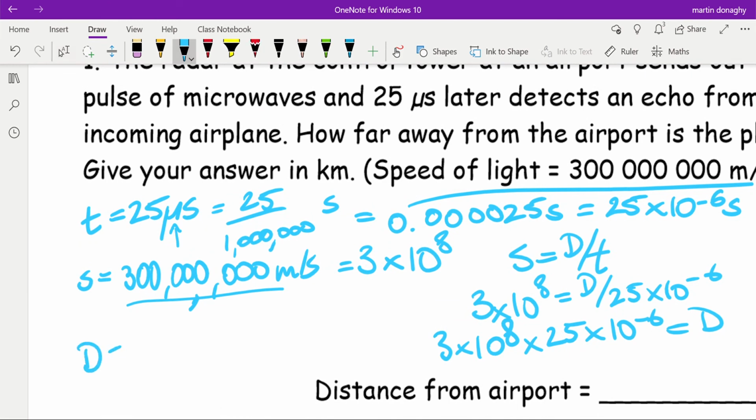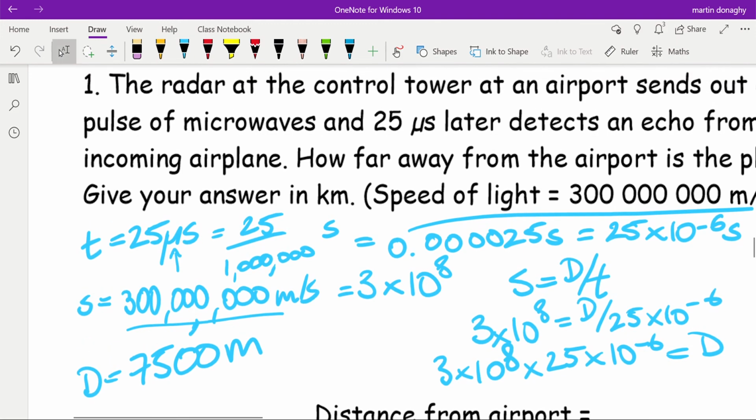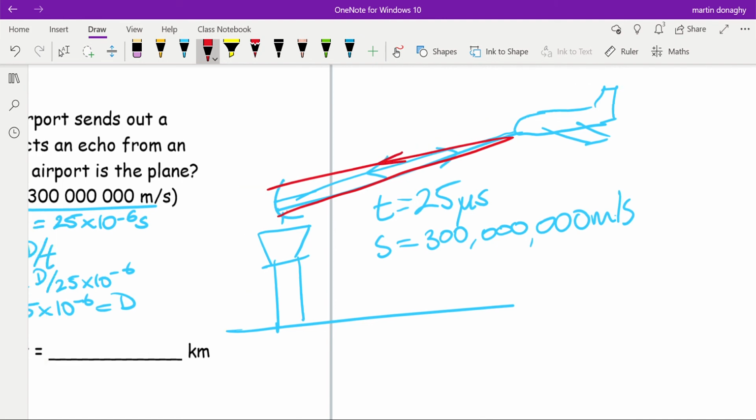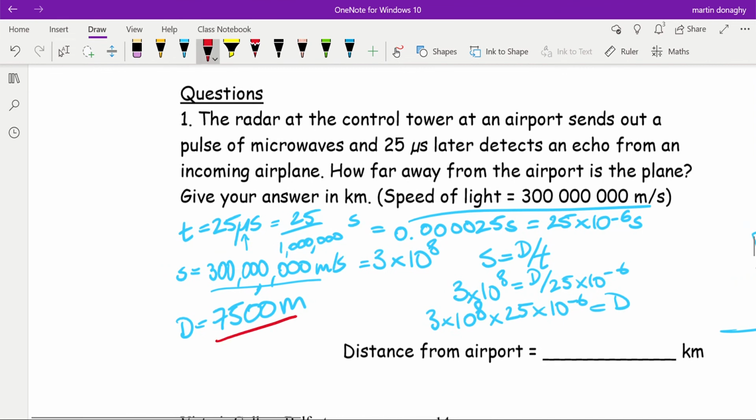If you type that into your calculator, you're going to get 75 times 10 to the 2. However, this is still a reflection question. If you remember from our echoes, we always had to remember to divide or multiply by 2. This time is the time taken for the radio wave or microwave to get out and back again. Therefore, that distance is the distance out to the airplane and back again. So in fact, what we need to do at the end is divide by 2. And that gives us that the distance is 3,750 meters.